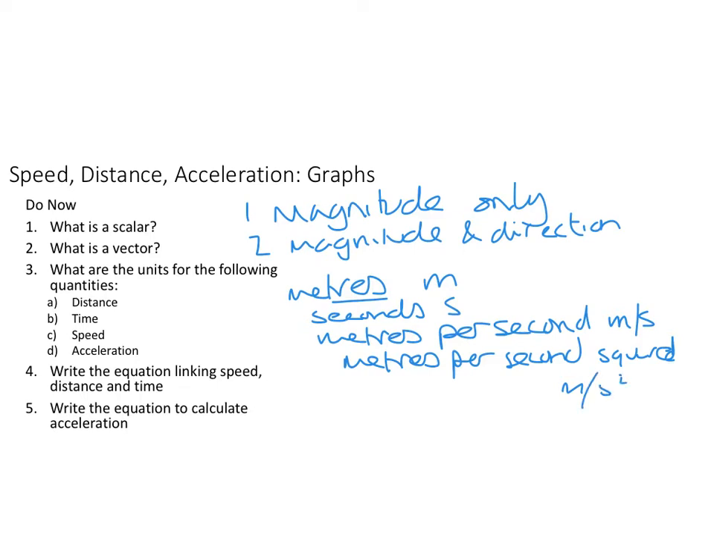Right, the equation linking speed, distance and time. So we get speed equals distance divided by time. And to calculate acceleration, we've got acceleration equals final velocity minus initial velocity, so the change in velocity divided by the time for the change. If you need to make any corrections, please make those corrections now, and then we'll move on to the next slide.